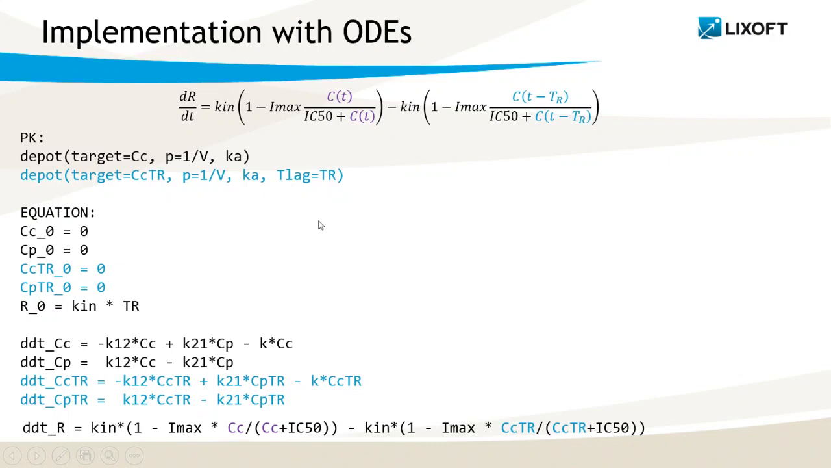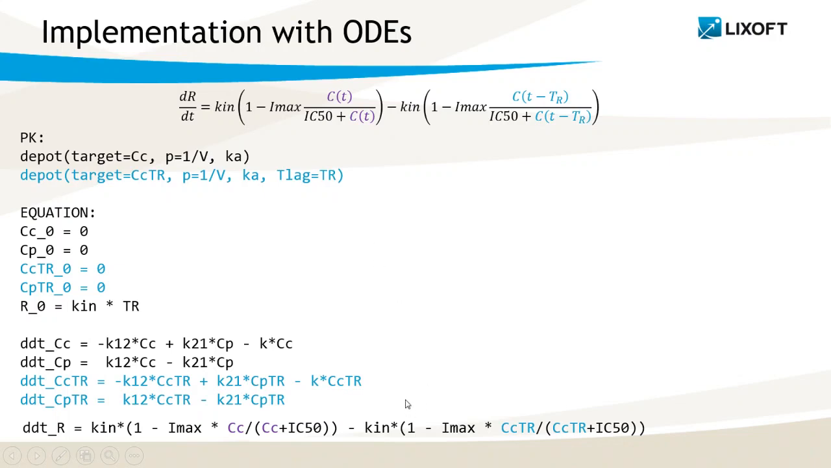Each dose will be applied to both Cc at the time of the dose and to Cctr at the time of the dose plus Tr. Note that this solution of duplicating the pk only works if the equation using the delay, so here R, does not feed back into the variables that are delayed.